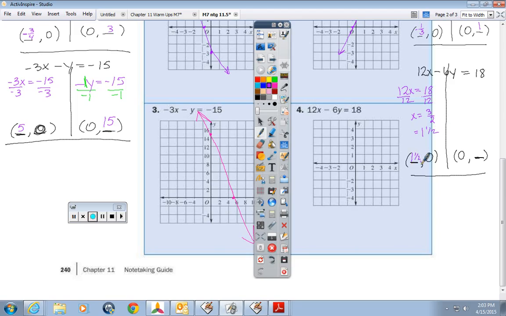So now I'm just left with 12 times 0, which is 0. And I'm left with negative 6 times what equals 18. I'm going to divide both sides by negative 6. And what's positive 18 divided by negative 6? Negative 3. So now my x-intercept is 0, negative 3, which is here. My y-intercept is 1 1/2, 0, which is right about there. And connect my dots. And I am done.